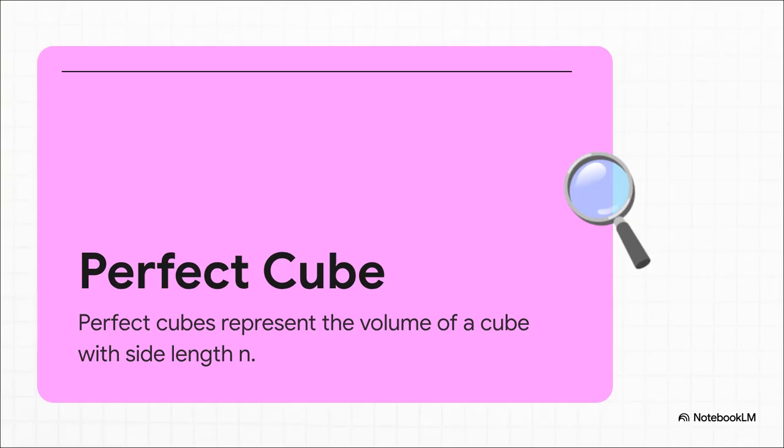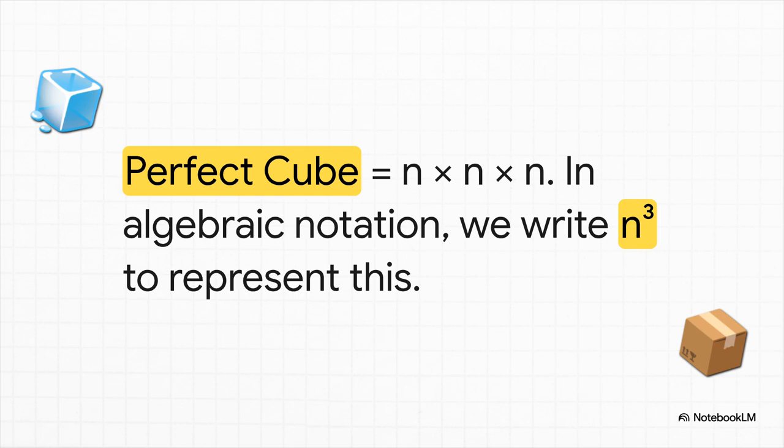So if a perfect square is all about a flat 2D area, a perfect cube represents the actual volume of a 3D object. A cube. Makes sense, right? If the side length of a cube is n, then its volume is a perfect cube. And the math follows that logic perfectly. Instead of multiplying a number by itself just once, we do it twice. So n times n times n, or n cubed.